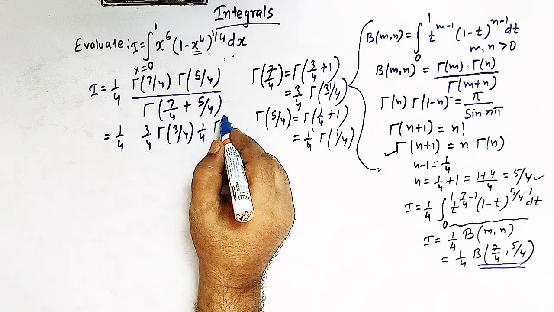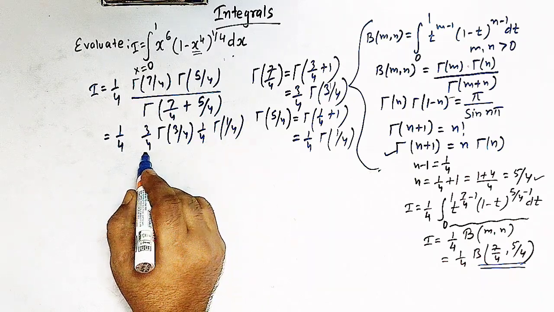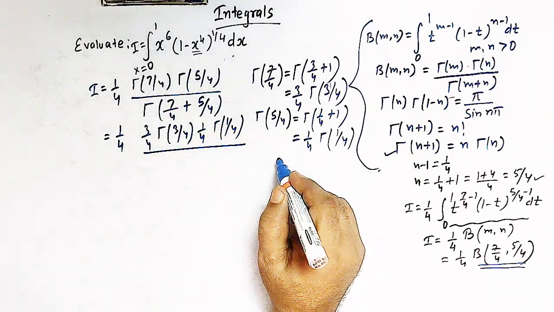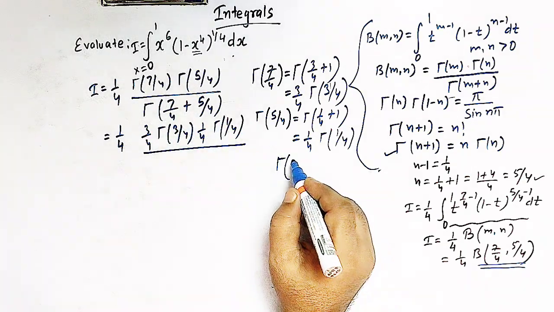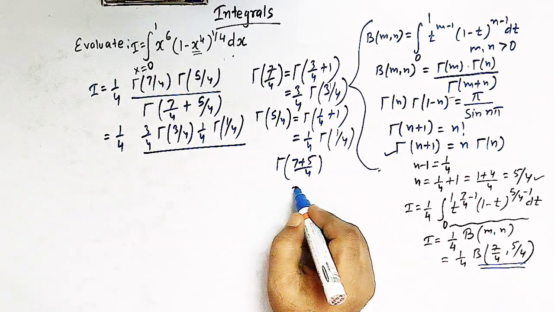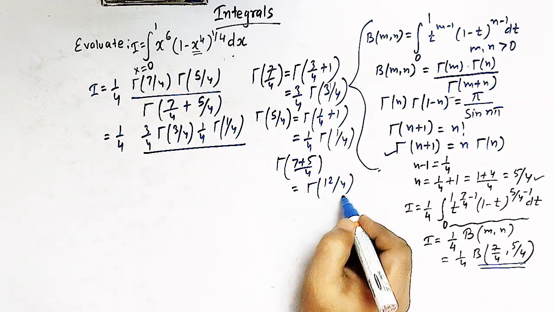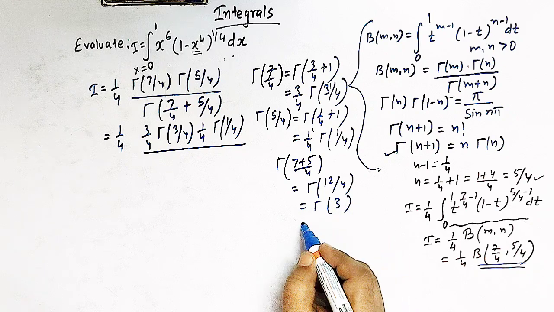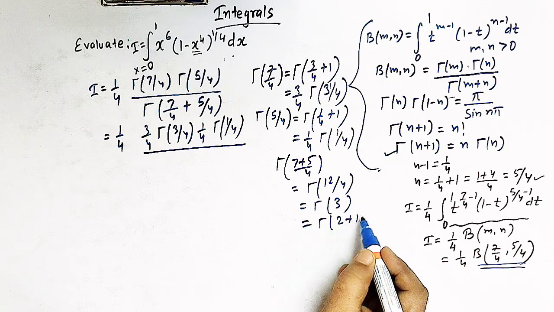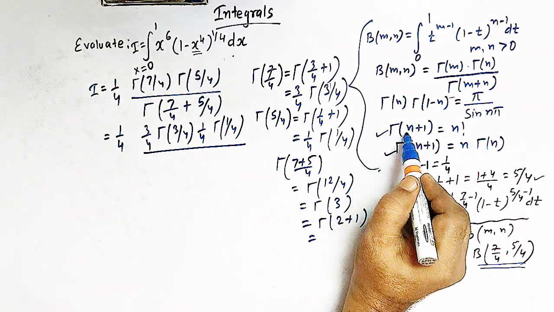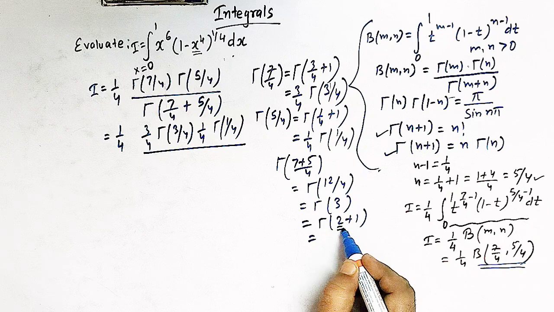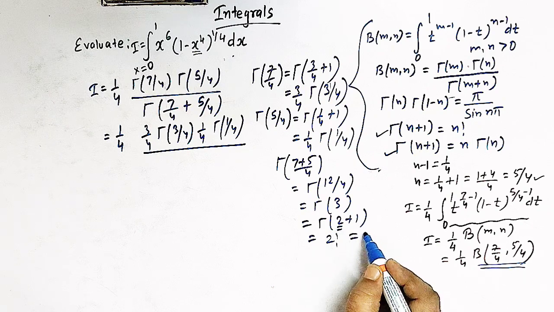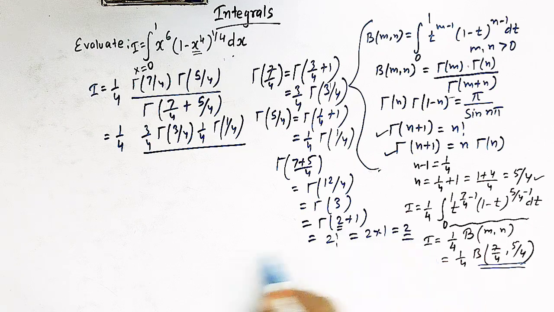So here we can now write 3 by 4 gamma of 3 by 4, and here we have 1 by 4 gamma of 1 by 4, and in the denominator we have gamma of 7 by 4 plus 5 by 4. So this is 7 plus 5 by 4, so this is gamma of 12 by 4. This is gamma of 3. And gamma of 3 can be written as 2 plus 1. And using this result, we can write gamma of n plus 1 as n factorial. So n is 2. So here we have 2 factorial, that is 2 times 1, that is equal to 2. So here we can write 2.